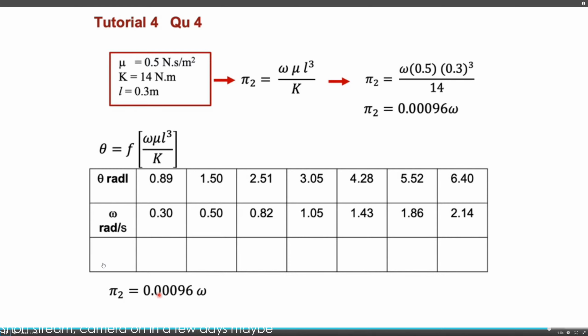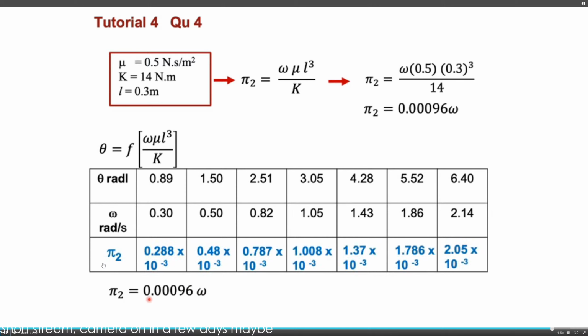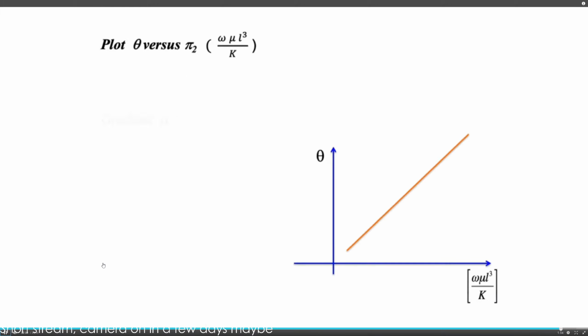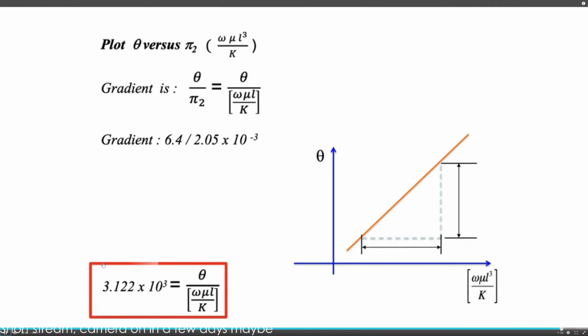Now, if you use the exact number, 0.00096, and then omega, you find this value is slightly different. Previously we used 0.001 omega. Now we're going to use the exact value, and then develop the gradient and the relationship. So the gradient should be 6.4 divided by 2.05. You can take the exact value, which is approximately this value.